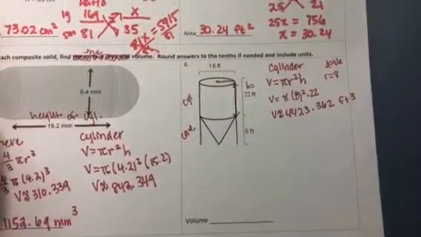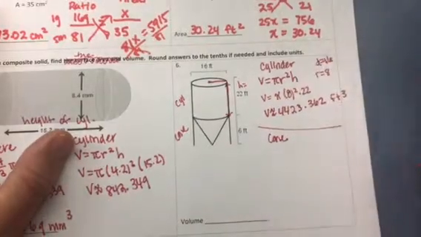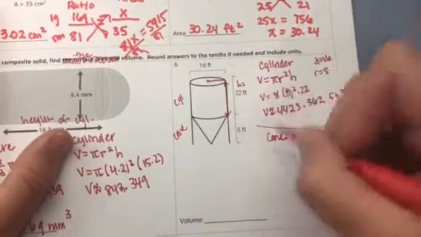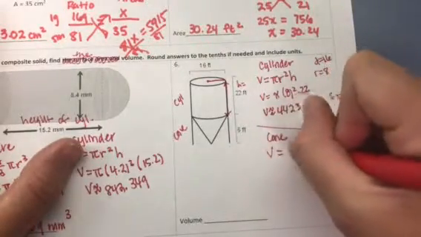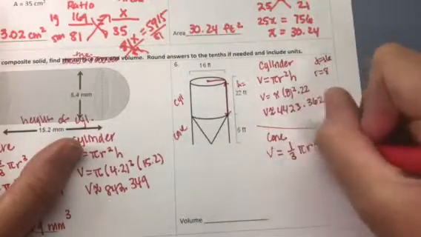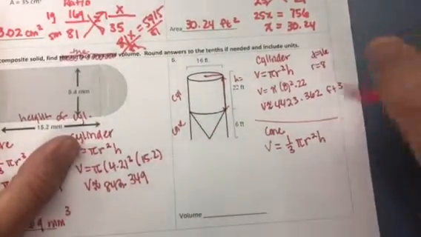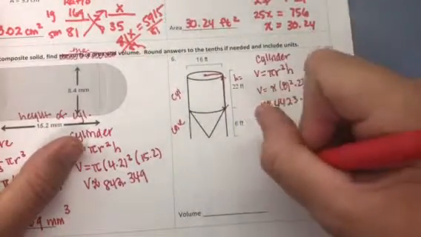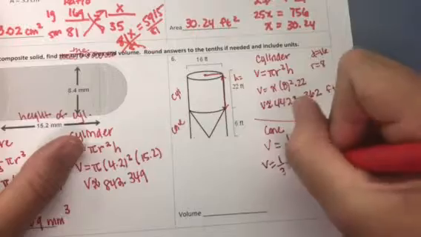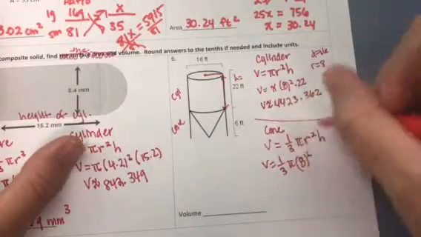All right, so that's just the cylinder. For the cone, we know for all cones and pyramids that it's 1/3 the area of the base times the height. So 1/3 pi r squared h. So the base is still a circle and the height. Okay, so for the cone, the radius hasn't changed. So 1/3 times pi. My radius is still 8, so I'm going to have 8 squared.